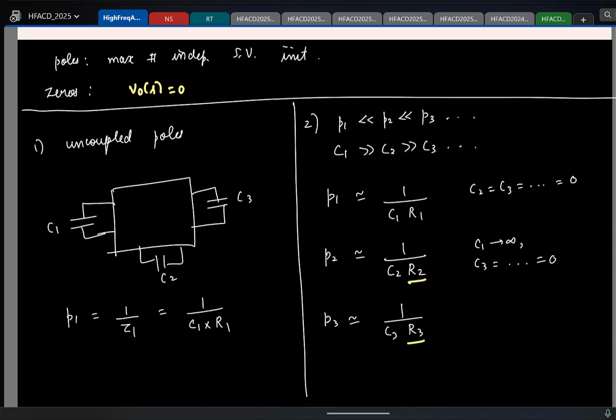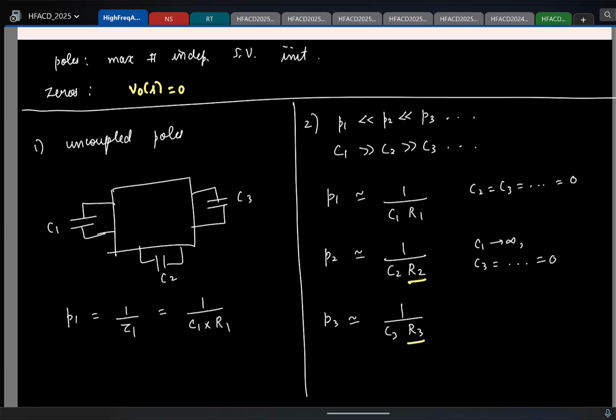See, for example, I can have a case where C2 is larger than C3, but if R2 is very small compared to R3, then you cannot say that P2 is smaller than P3. They can be close to each other, or it can be in the opposite direction also. So the inherent assumption we typically make is that if the capacitances are all widely spaced apart, the corresponding resistances are all of similar value.